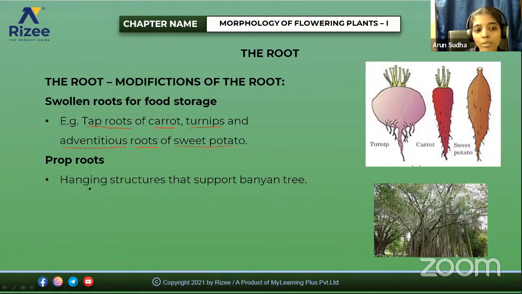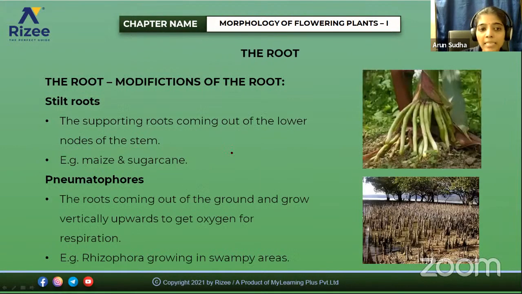And then prop roots, the hanging structures that support banyan tree. So here also they are adventitious roots. Then stilt roots are also a type of adventitious roots. Here the supporting roots come out of the lower nodes of the stem. Example, maize and sugarcane. And then nematophores.